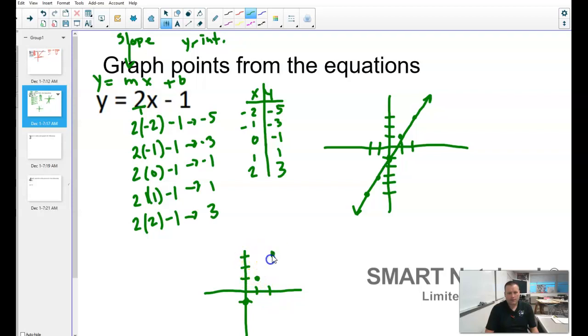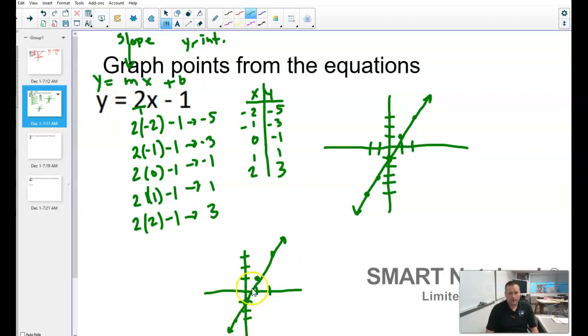Again, up 2 over 1. So there I've got 3 points already. I could also go down 2 and then to the left 1. As you guys can see, this forms that line that I'm looking for here, and it gives me the exact same points.